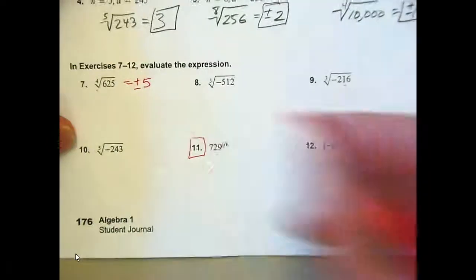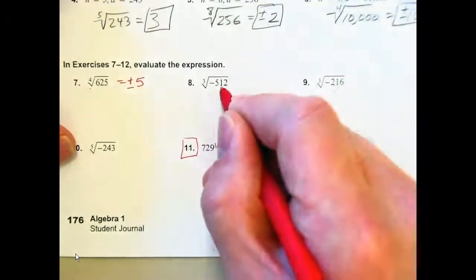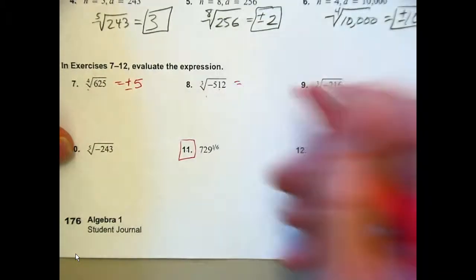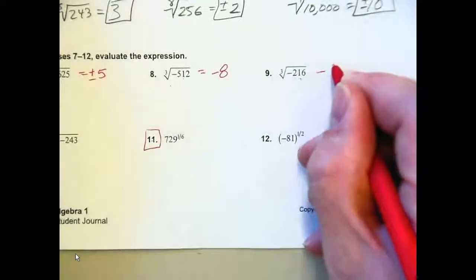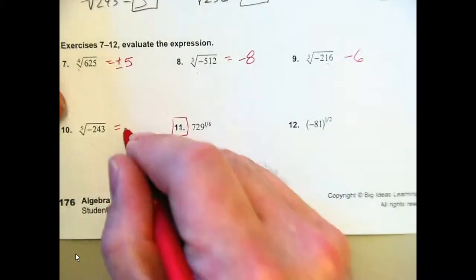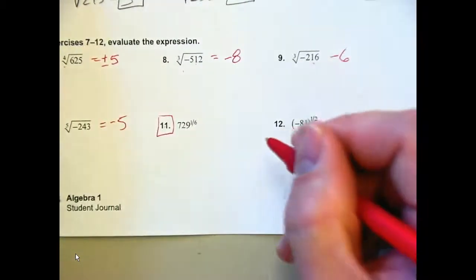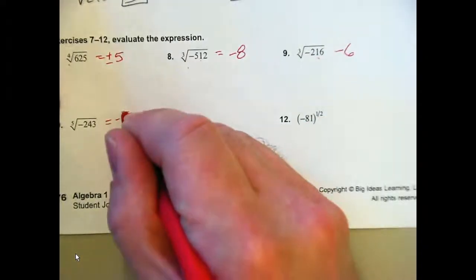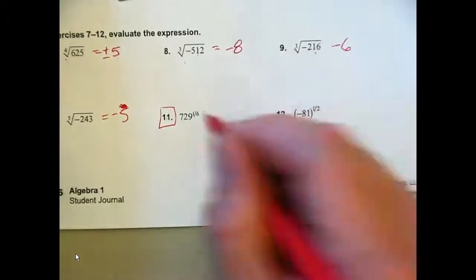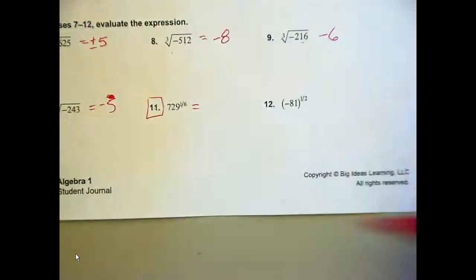Okay? In this one, is it plus minus? No. No. What is it? Negative 8. And here? Okay, here? Negative 3. No. Number 11 is 3. Okay. Hey, how did we do this one?